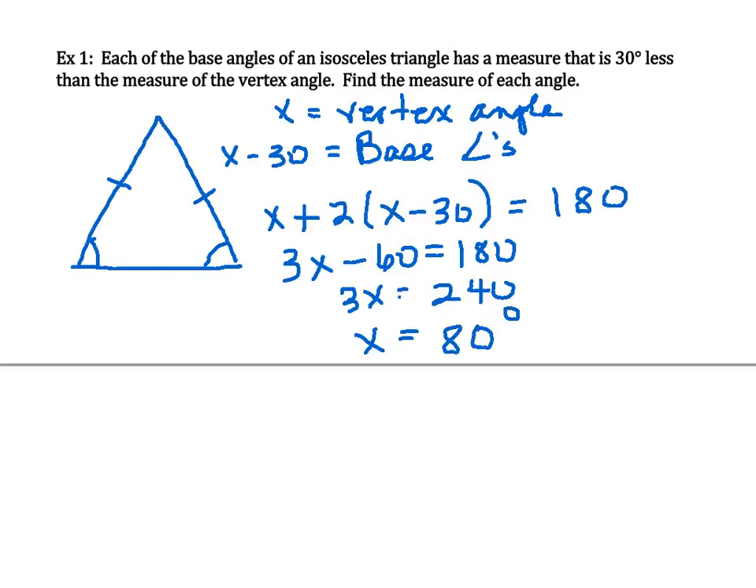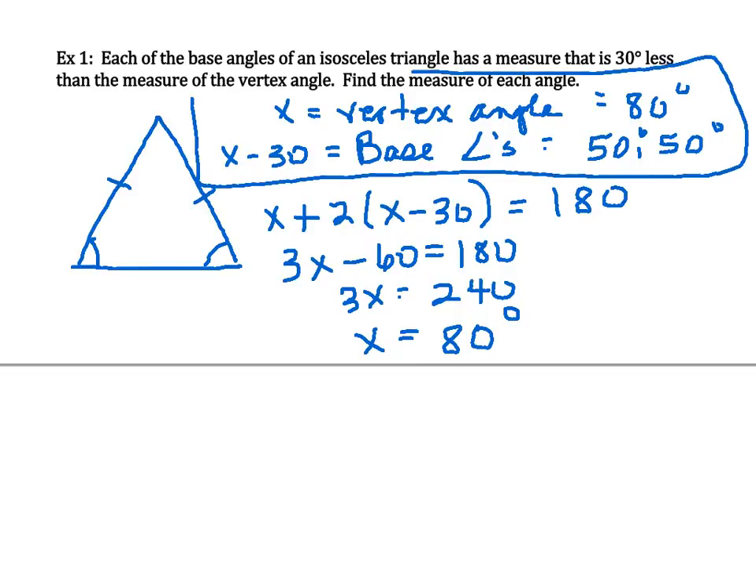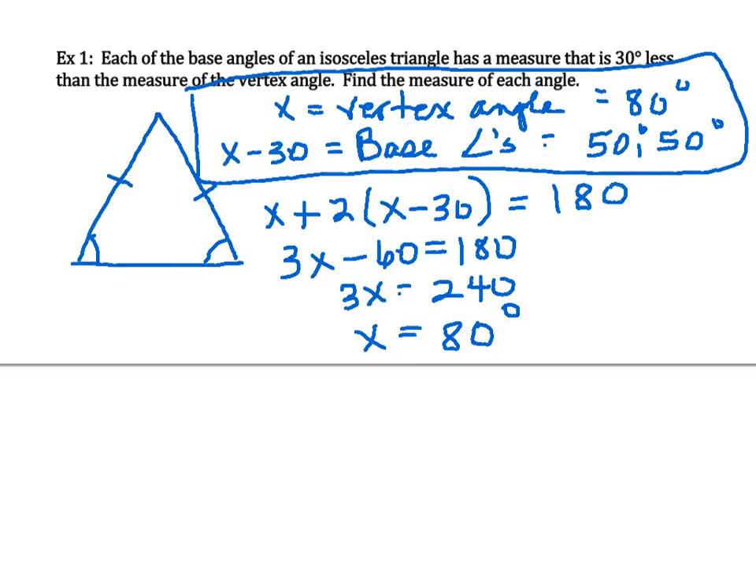Now we've solved the equation, have we answered the question? And it says find the measure of each angle. So I'm going to come back up here and write 80 degrees. And I'm going to write 50 twice because I have 3 angles. And then I'm going to put a box around it so that my teacher will know that I answered the question and that she can find my answer easily, because that makes teachers happy.